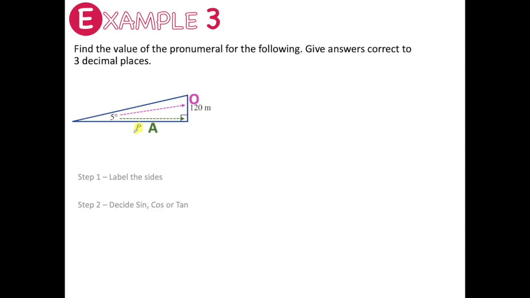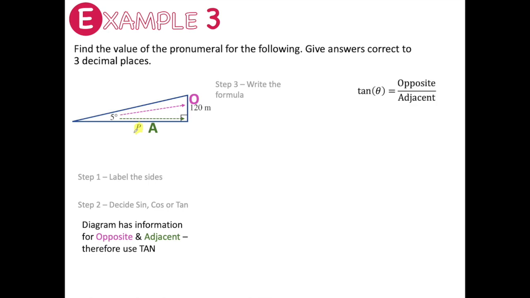Step 2, decide whether we're going to use sine, cos, or tan. We've got opposite and adjacent. I've got no hypotenuse, so I'm going to use tan. So going through the rest of my steps, step 3 is to write the formula. So tan of an angle equals opposite over adjacent. Substitute in the values from the question. Tan of 5 is going to equal 120 over P.